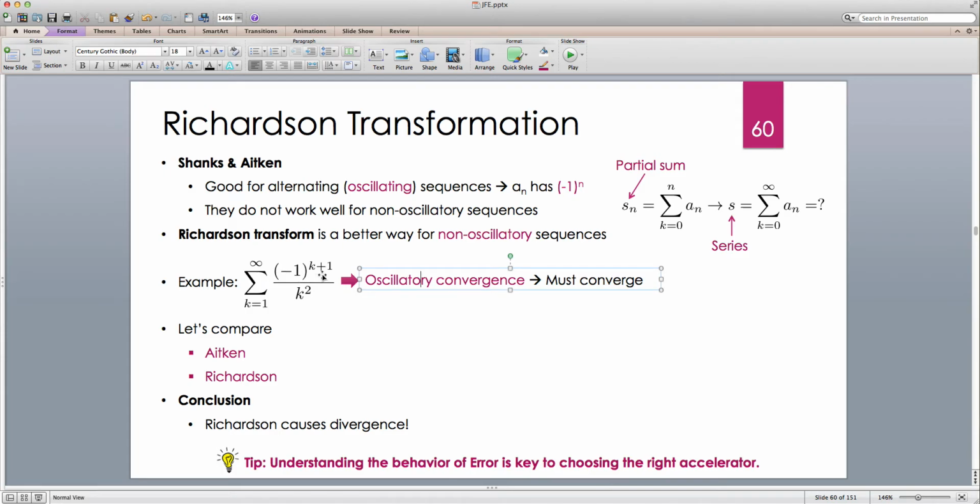Because if you look at this sequence of the partial sums, they oscillate around the limit. However, this series exists, which means the partial sum sequence must converge. How do I know that? Because again, regardless of whether or not we have this alternating sign term, minus 1 to the k plus 1, I can estimate the error by integrating 1 over x squared.